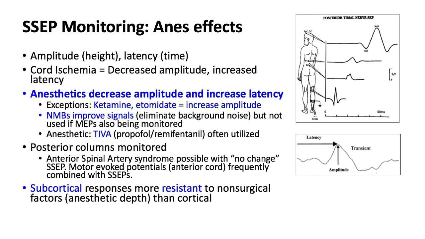anterior and posterior monitoring. Subcortical responses, that is the ones below the head, are more resistant to the non-surgical factors like our anesthetics than do corticals. So if you turn up your volatile anesthetic, they have more effect on the cortically recorded signals than the ones down near the back and the legs.